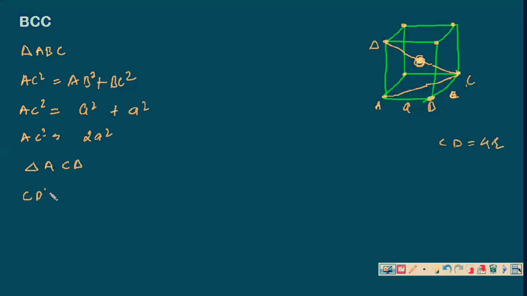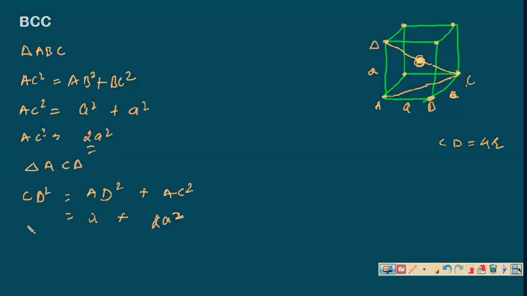Here CD square is equal to AD square plus AC square. AD is the edge of the unit cell, we know very well. So AD is A, and AC square we have already calculated as 2A square.